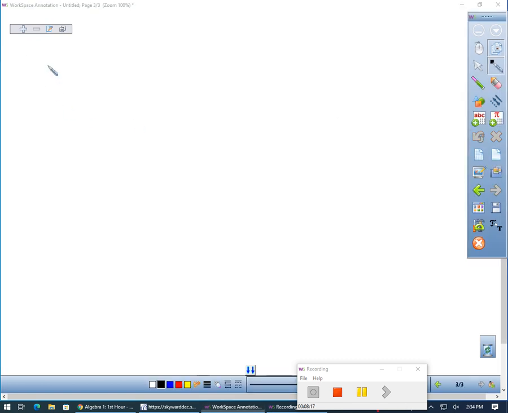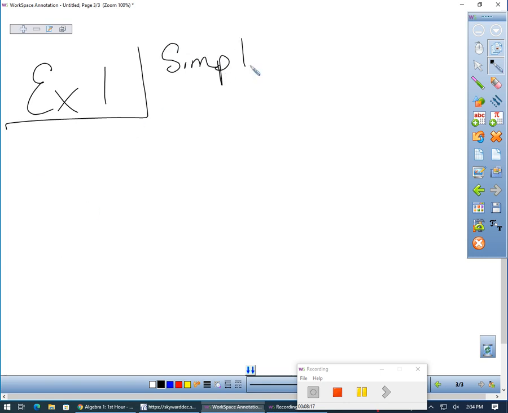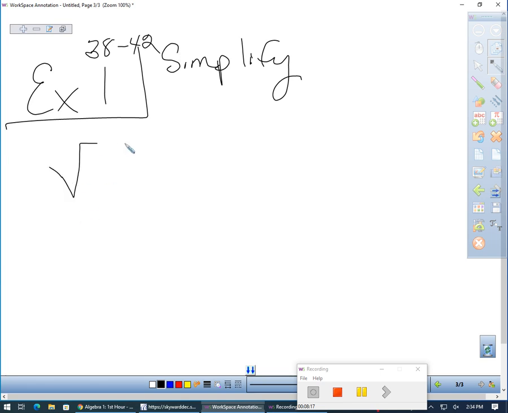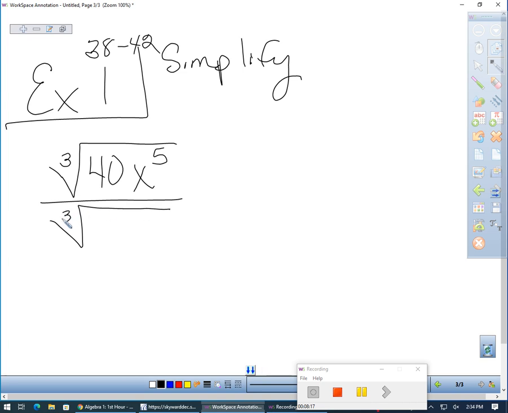All right. So here we go with example number 1. We're going to start by just simplifying, which is all it's asking you to do for 38 through 42. So here is our first one. Let's say I have the cube root of 40 x to the 5th over the cube root of 5 x.